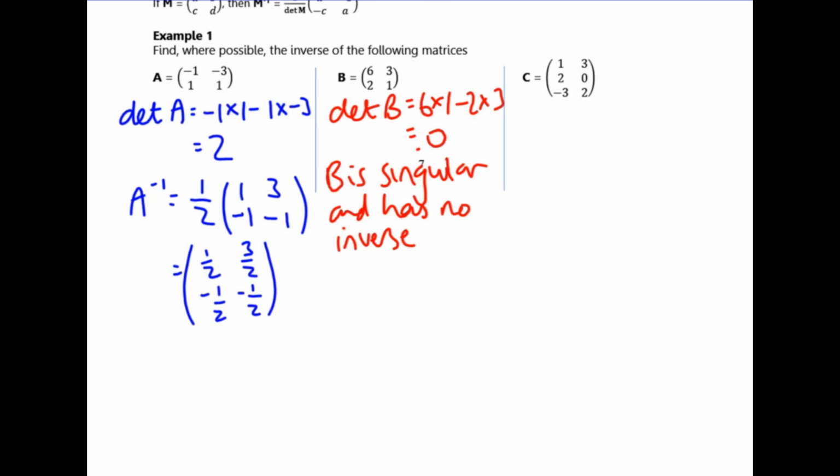Next one also has no inverse. C is not square. Only square matrices have an inverse. So that's no inverse.